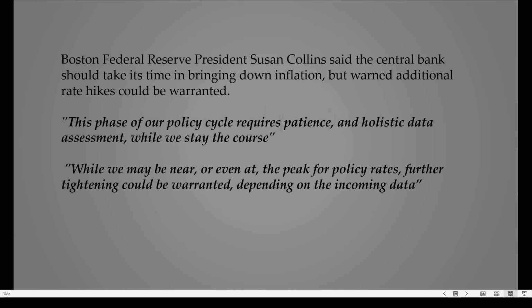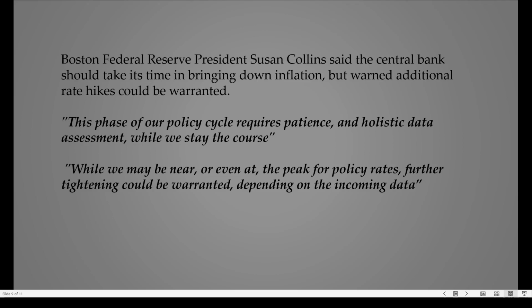Speaking of the Federal Reserve, Boston Federal Reserve President Susan Collins said the central bank should take its time in bringing down inflation. Slow down, but we're going to continue. But she warned additional rate hikes could be warranted. In part, she says this phase of our policy cycle requires patience and holistic data assessment while we stay the course. Stay the course meaning the 2% target. They're not going to stop raising interest rates until we hit 2%.